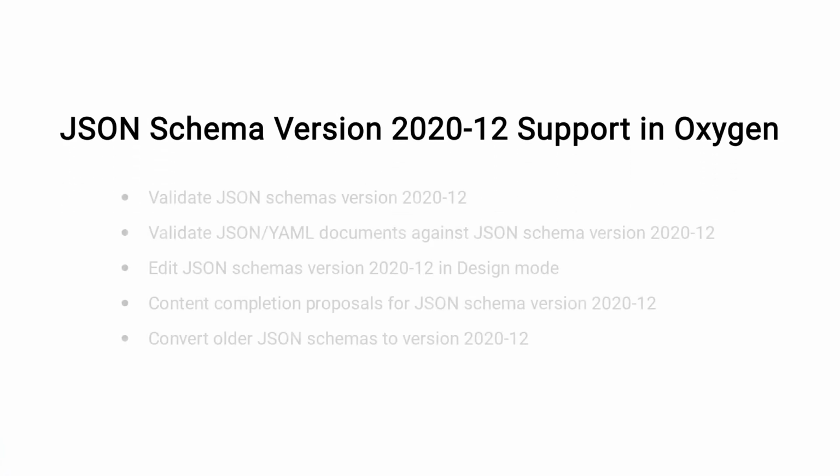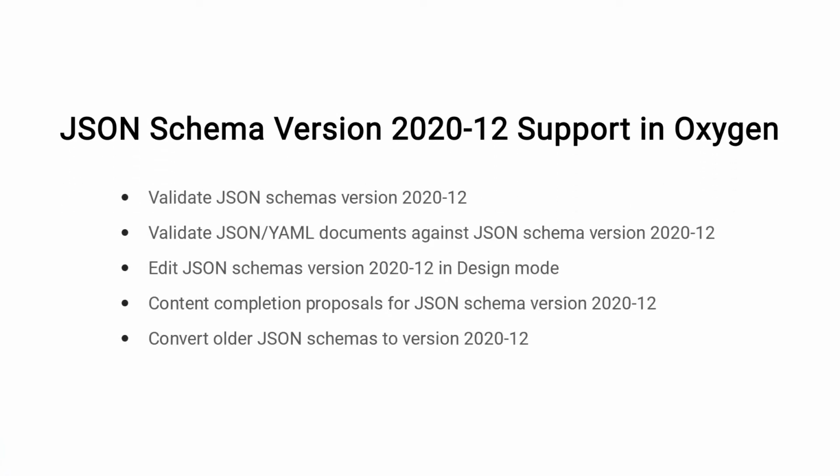The purpose of this video is to present some of the features that were implemented in Oxygen version 25.0 to support the latest JSON schema versions. Specifically, I'll be demonstrating schemas with version 2020-12. The list of features include the ability to validate version 2020 JSON schemas according to the specification, the ability to validate JSON or YAML documents against a 2020 schema.